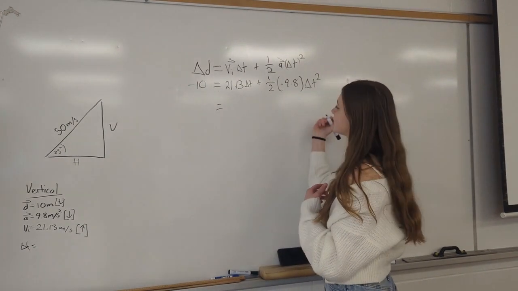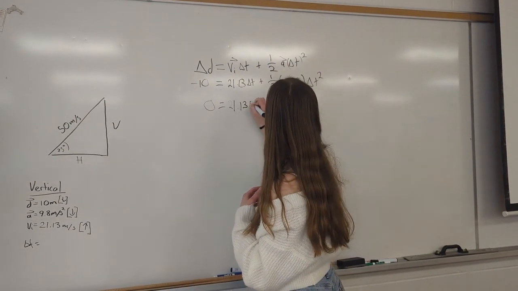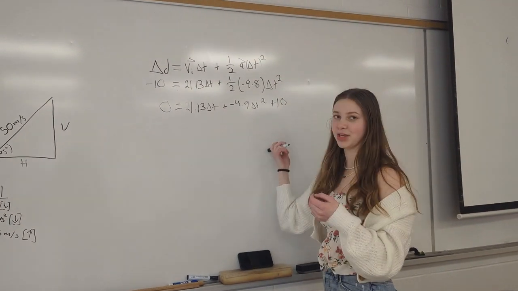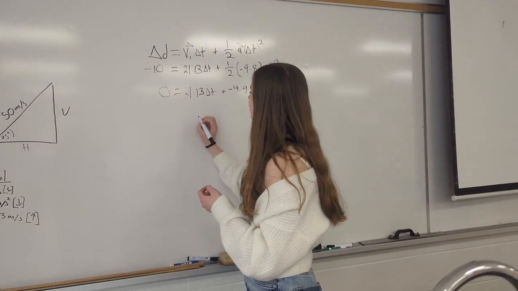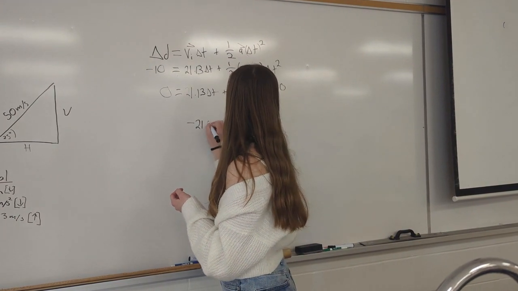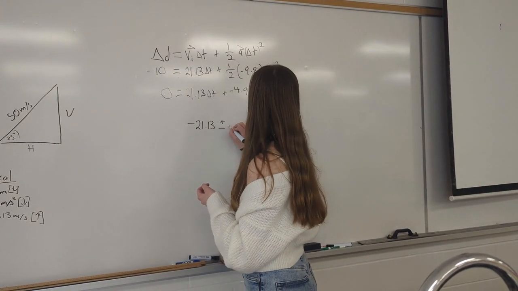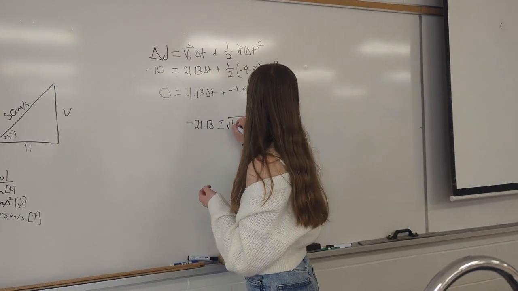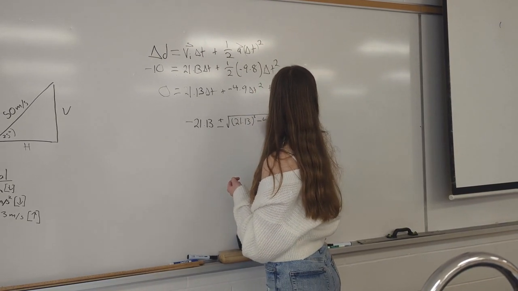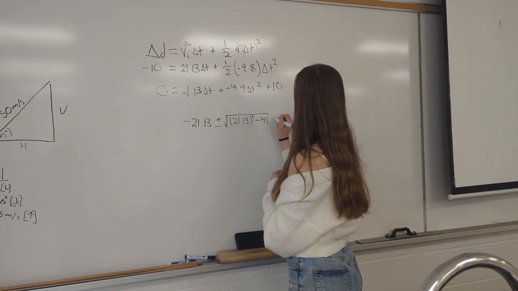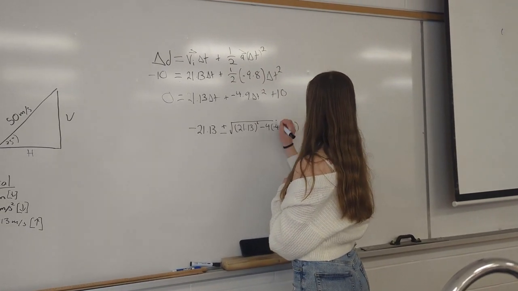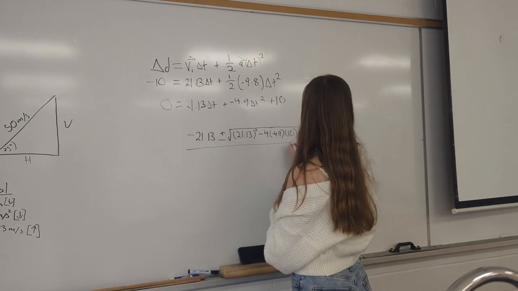And if I take the 10 over to this side to make this 0, we have all the components that we need here so we can use the quadratic equation. So remember, the quadratic equation is negative b, which would be 21.13, plus or minus the square root of b squared minus 4a times c. This is all over 2a.